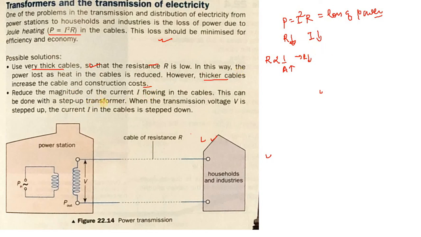We can reduce the magnitude of current flowing through the wire, because it is I squared, so a greater amount of the power loss can be minimized. So why not minimize the current? You decrease the current. How can we decrease the current?